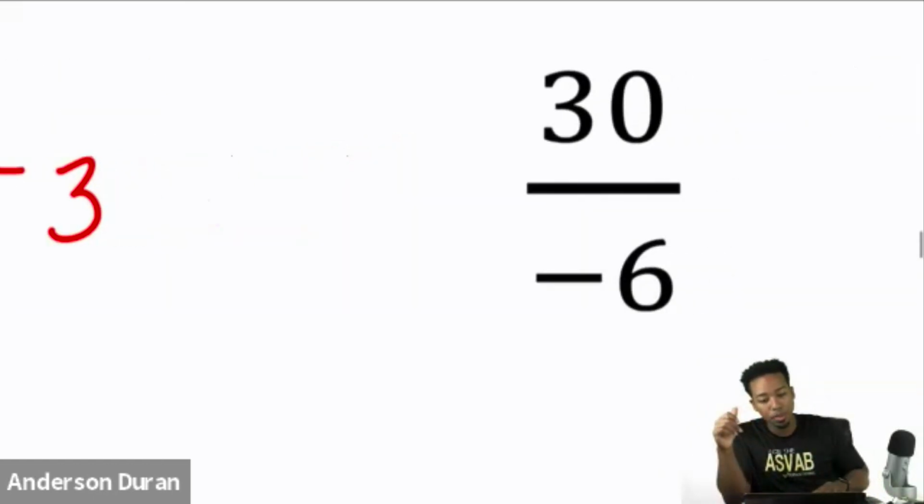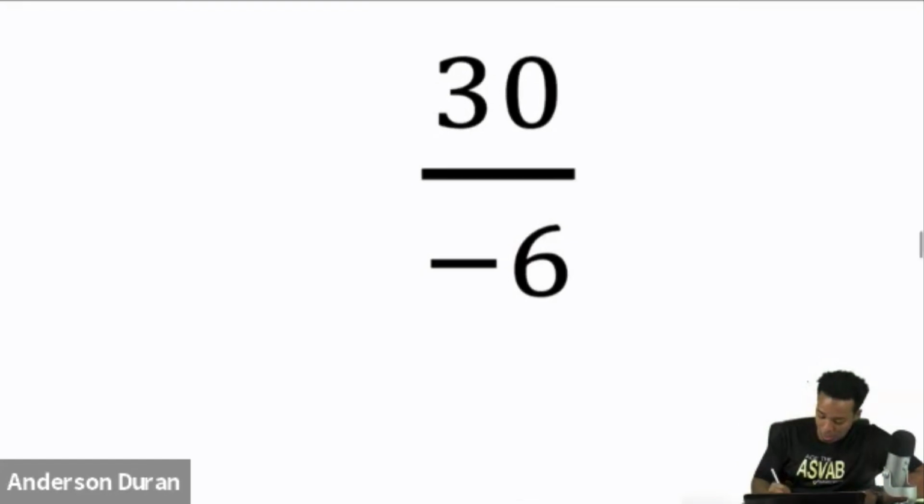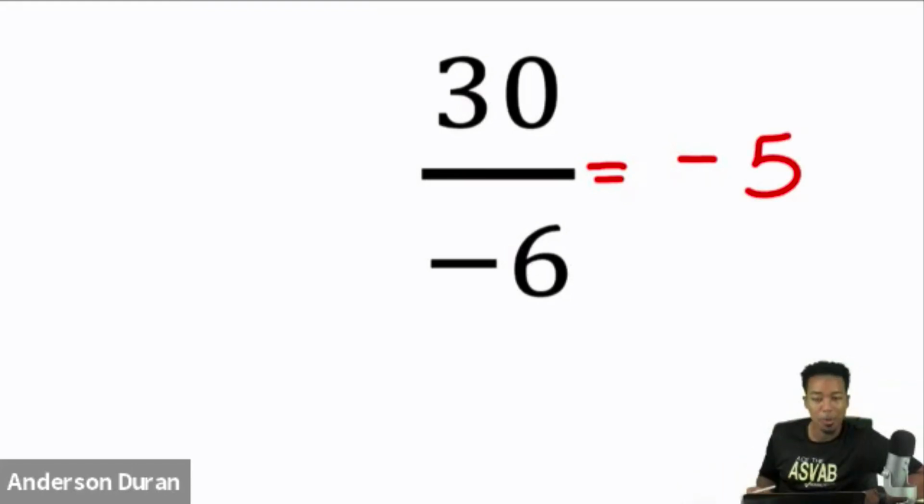So 30 divided by negative 6. Everybody, answer is going to be positive or negative. Go. Positive or negative, positive or negative. Come on. First step. It's going to be negative because we have opposite signs. So automatically a negative, then 30 divided by 6 is negative 5. Cool. Sounds good. Negative 5. And there we have it.